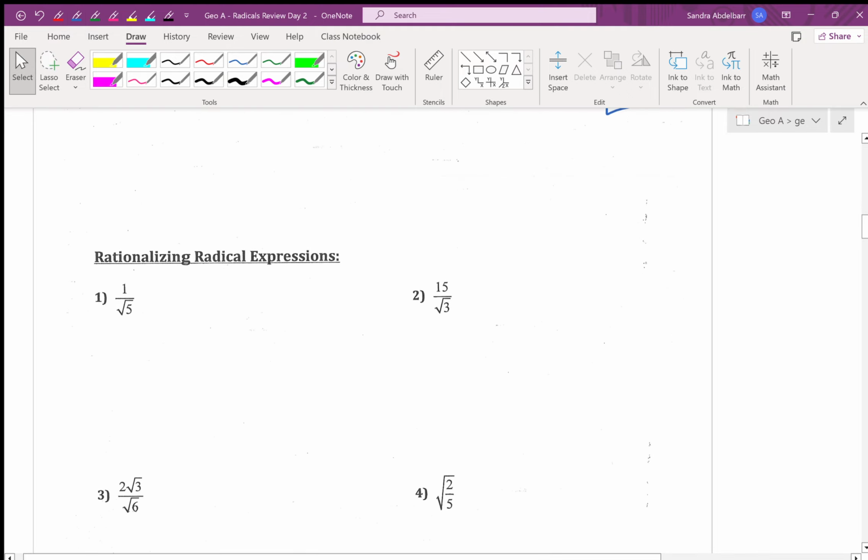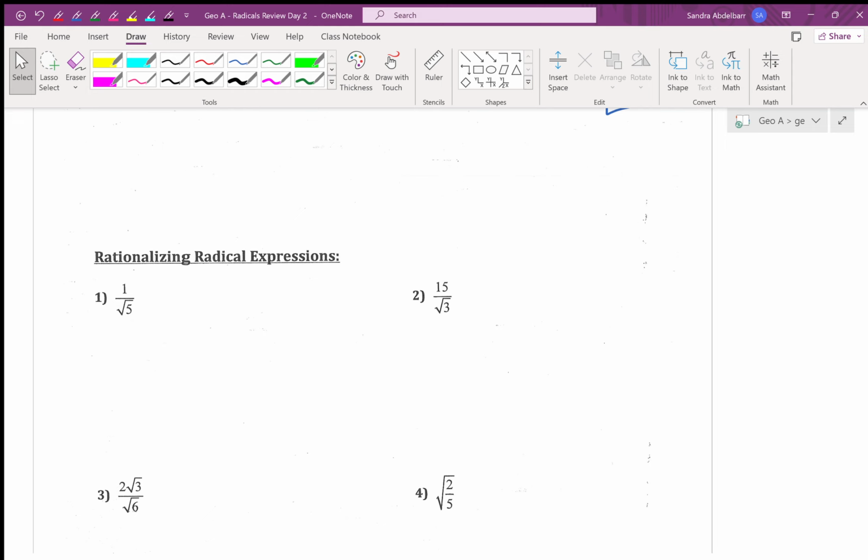All right, number 1. I have whole number 1 over the root of 5. Right, what is the major problem right here, right now, in this problem? What's wrong with it? Adam? There is a radical in the denominator. We cannot leave a radical in the denominator, and at the same time, I can't divide, right? I can't simplify this anymore. So we have to do something.